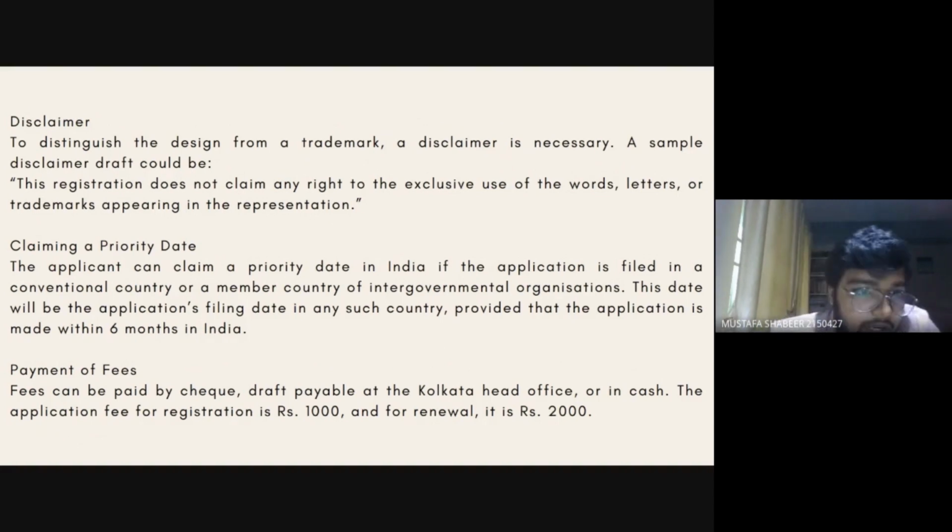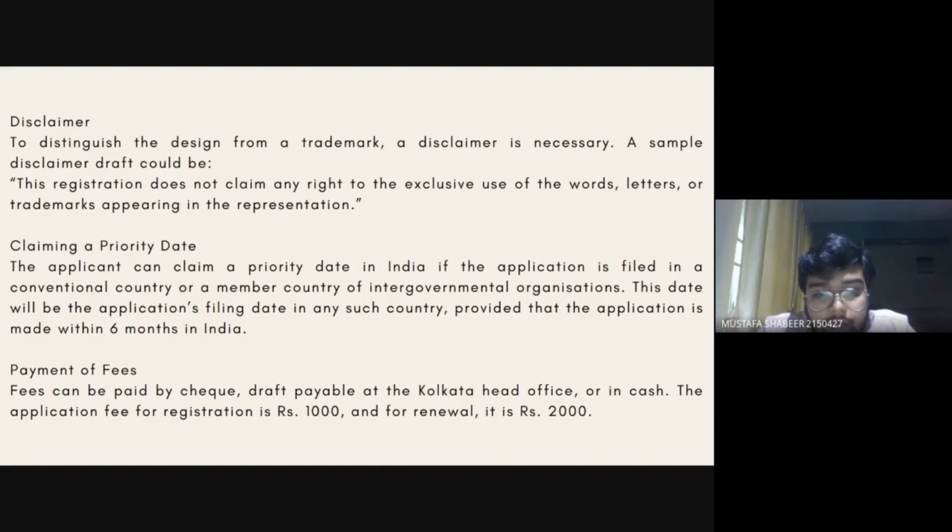The first point I'll be talking about is the claiming of a priority date. The applicant can claim a priority date in India if the application is filed in a convention country or a member country of intergovernmental organizations. The date will be the application's filing date in any such country, provided that the application is made within 6 months in India. Payment of fees.